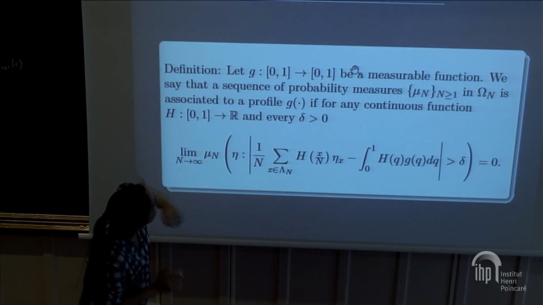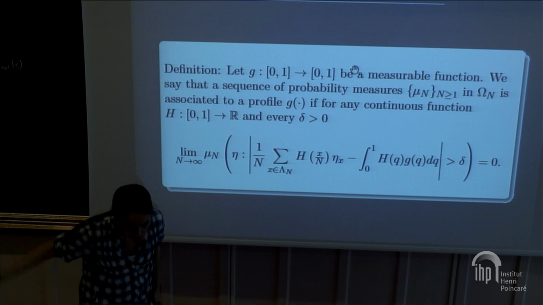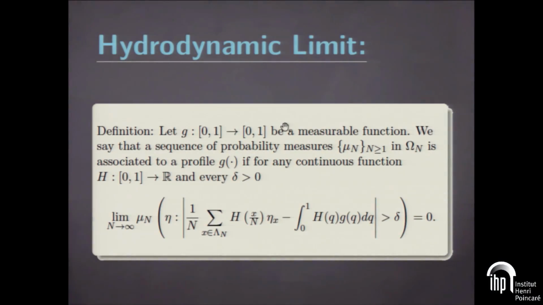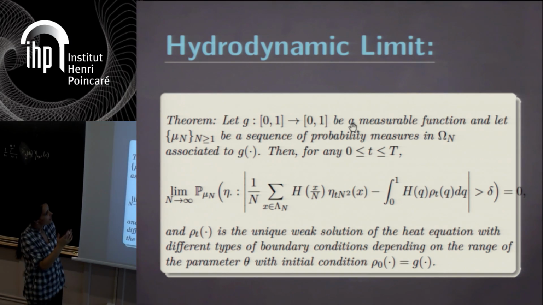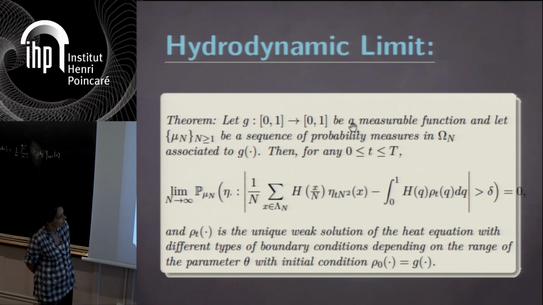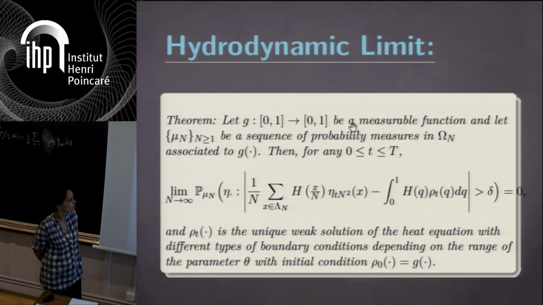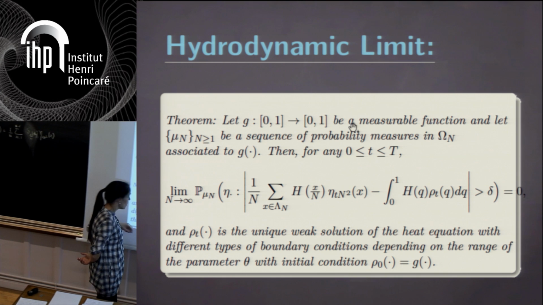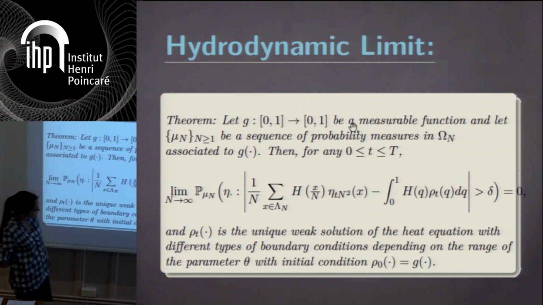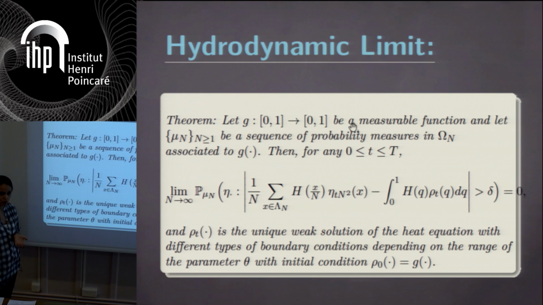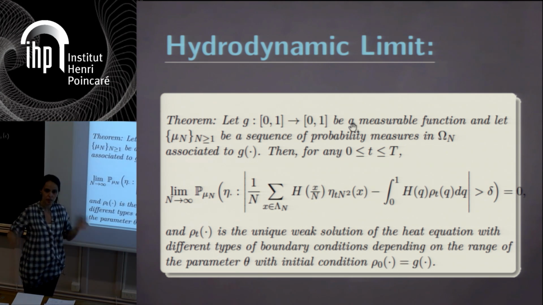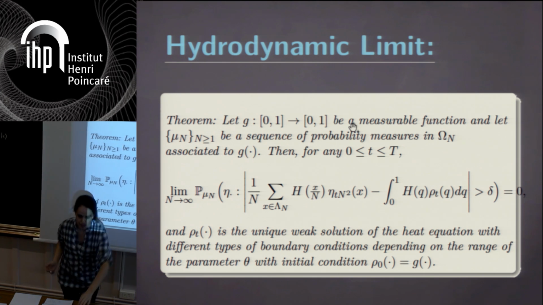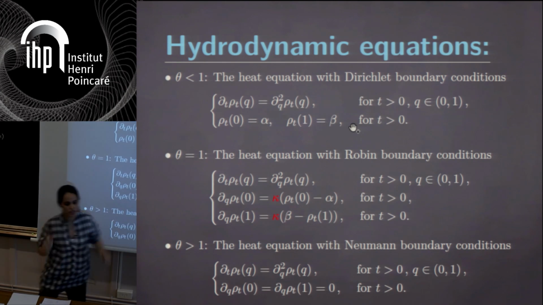And okay, just to recall the definition, which is exactly what I just mentioned, of what is a measure which is associated to the profile. And the result is the following. Take some measurable function g, take this sequence mu(n), which is associated to this function, and then we can show that the empirical measure converges to that measure, and this rho t is the unique weak solution of some PDE, which in fact depends on the range of the parameter theta. So depending on theta, we will get different PDEs, okay? And that is what I basically explained in the last one.